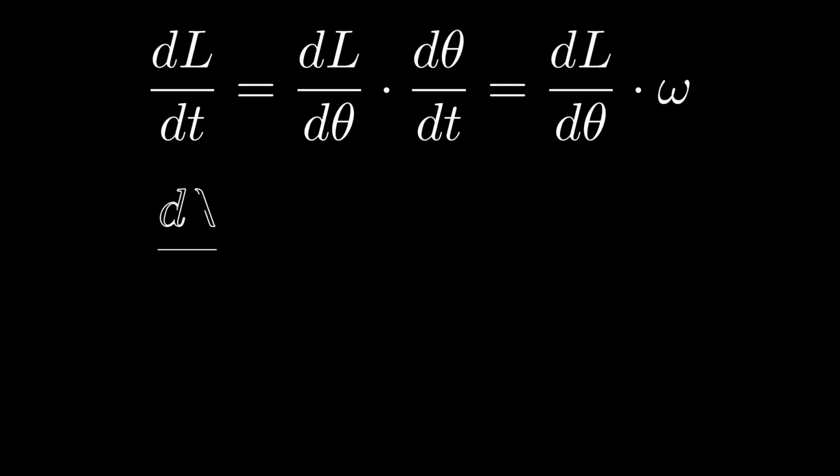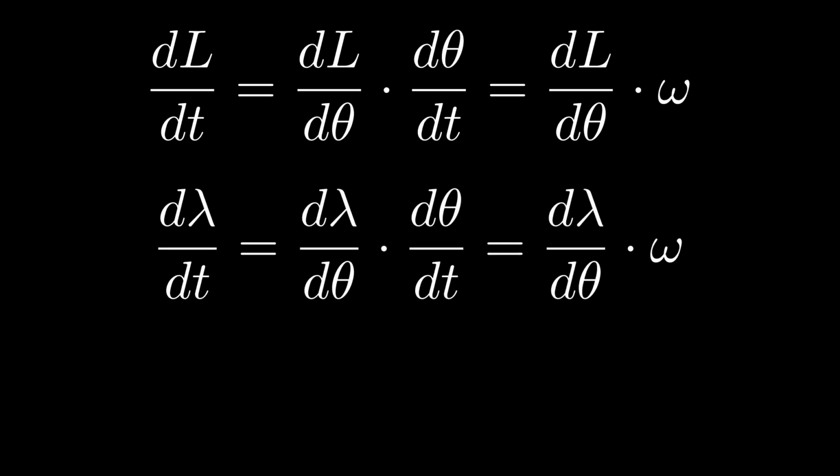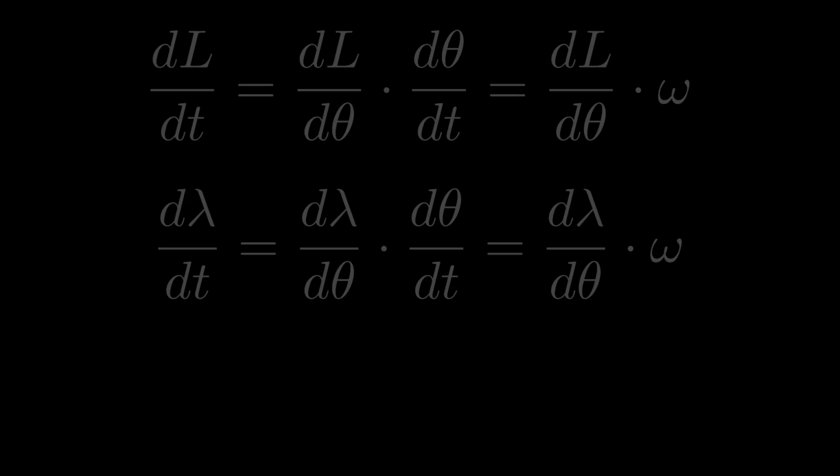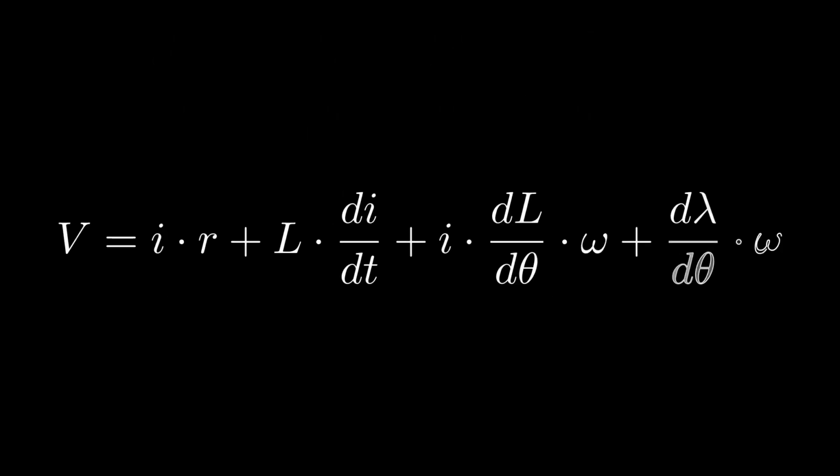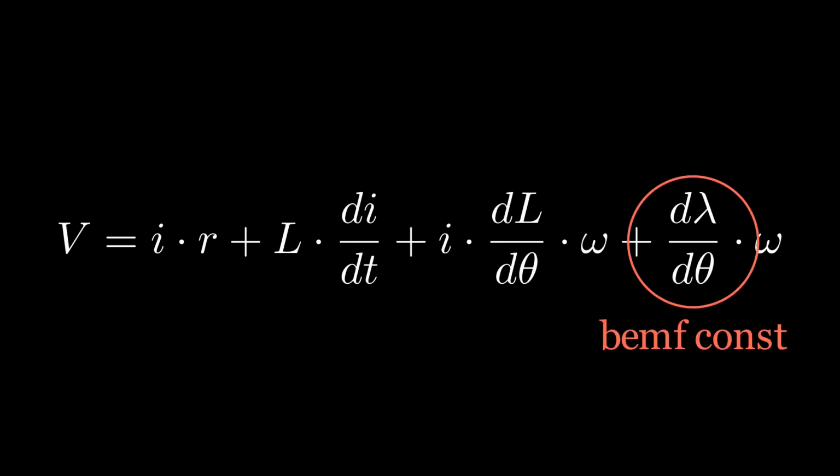And since the inductance and permanent magnet flux are both position dependent rather than time dependent, we get the following. That's because the time derivative of the angle is simply the speed. And that's how we get the phase voltage equation, where d lambda d theta is the back EMF constant.